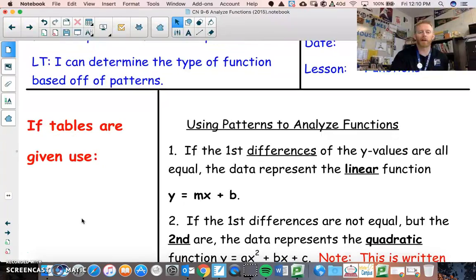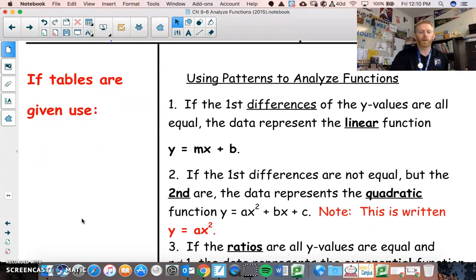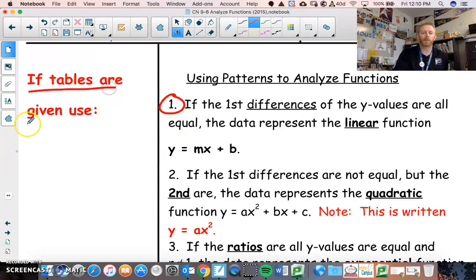So we have options here. Here's the rules that we're going to use. We are going to be using steps 1, 2, and 3. This is going to be the same order that you're going to be checking for things. If and only if we are given a table of values, we are going to be looking through step 1, step 2, step 3 to see if these things fit what we're looking for.